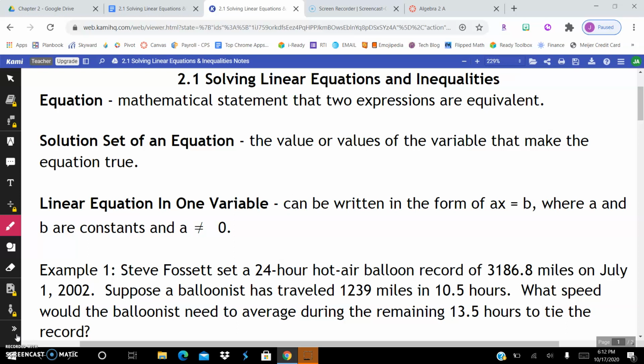The solution set of an equation is the value or values of the variable that make the equation true. So if we can plug a 2 in and it works and we get the right answer, then that is a solution. That is an answer to the equation. Sometimes there's more than one number that works, and sometimes there's just one, and sometimes there's not any of them.